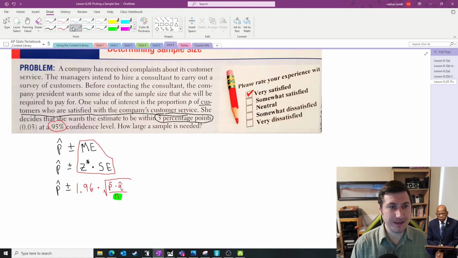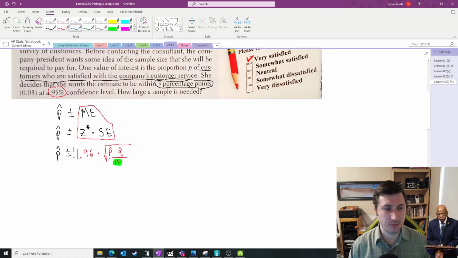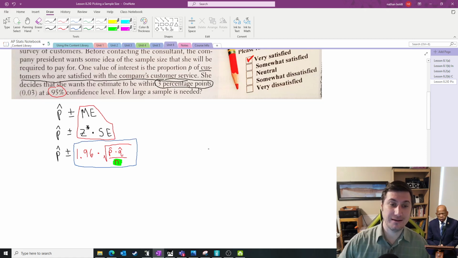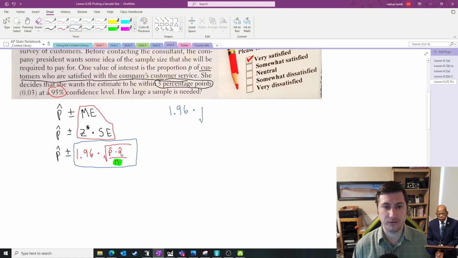And so I'm going to break that out. I want this whole piece right here. This is the part that has to be less than or equal to 3%. So let's write that down. 1.96 times the square root of p hat times q hat divided by n. All right, that's our margin of error. That whole thing has to be less than or equal to 3%.